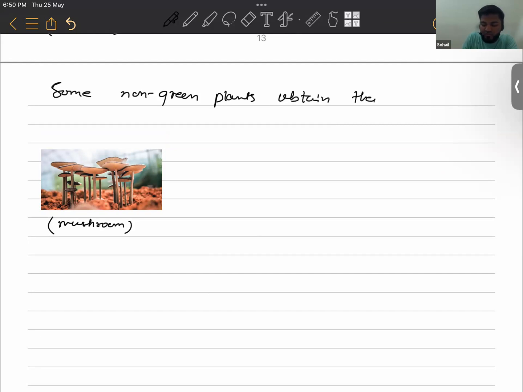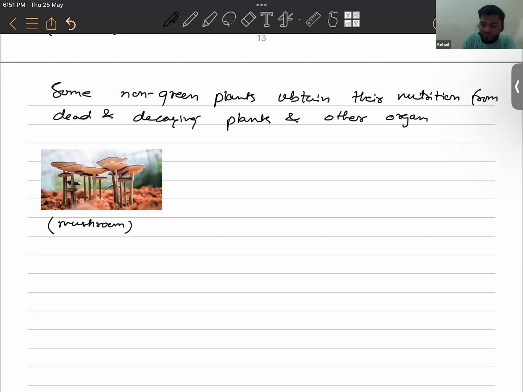obtain their nutrition from what? Right. Obtain their nutrition from dead and decaying plants and other organic substances. Okay. What does the word organic mean here, Mafaz? Organic substance. What does it mean here?